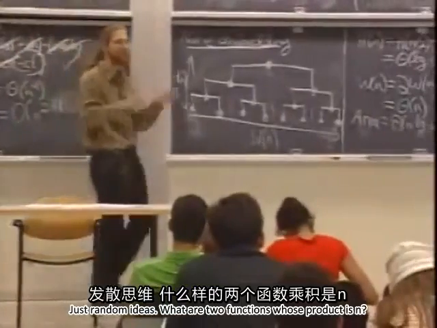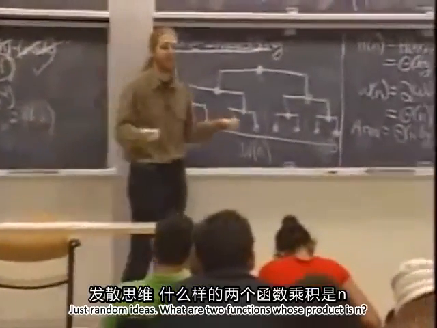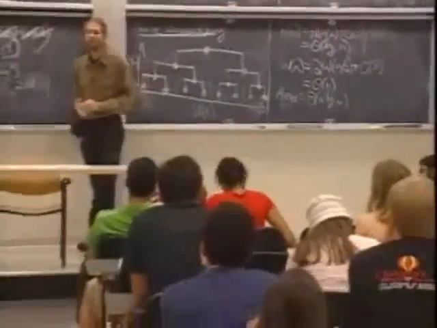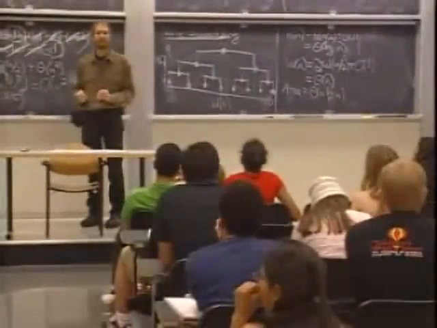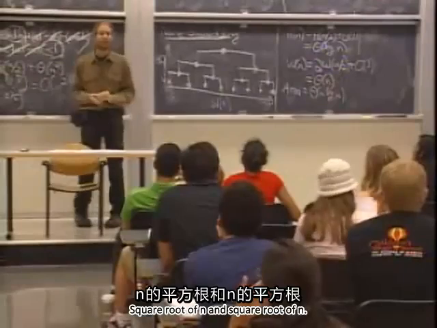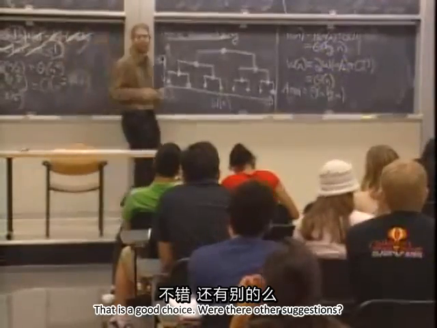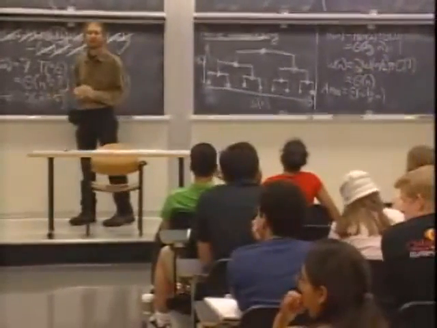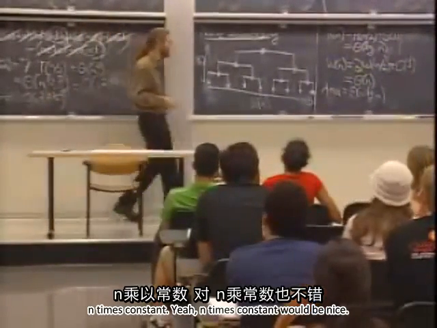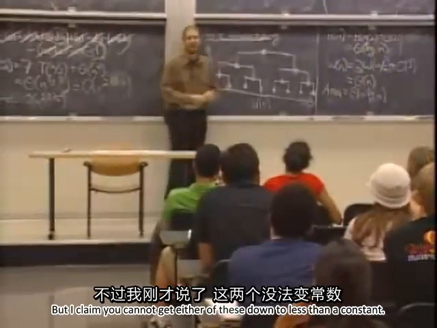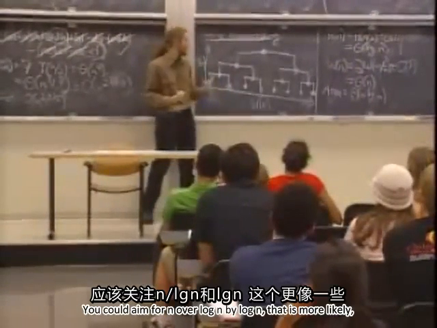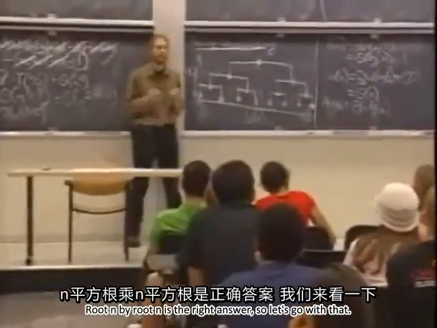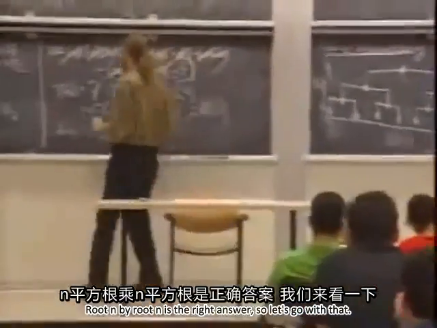Just random ideas. What are two functions whose product is n? Square root of n and square root of n. That's a good choice. Were there other suggestions? N times constant. Yeah, n times constant would be nice, but I claim you can't get either of these down to less than a constant. You could aim for n over log n by log n. That's more likely, but I think that's also impossible. Okay, but root n by root n is the right answer, so let's go with that.